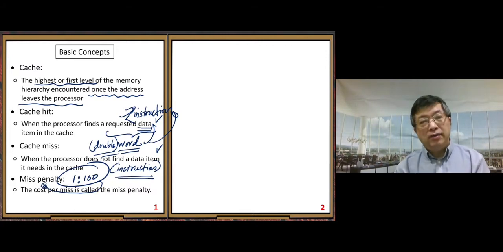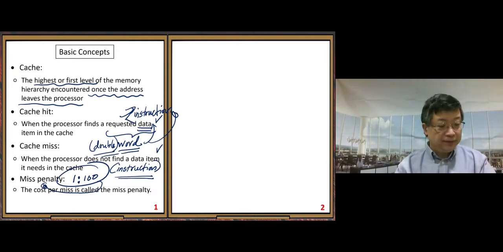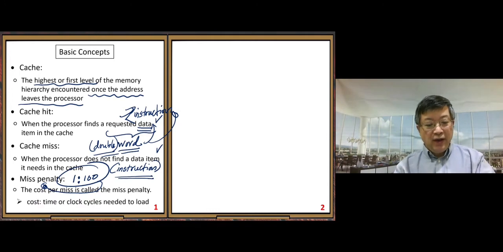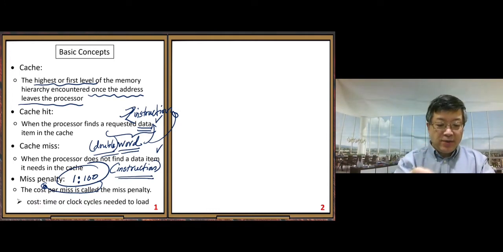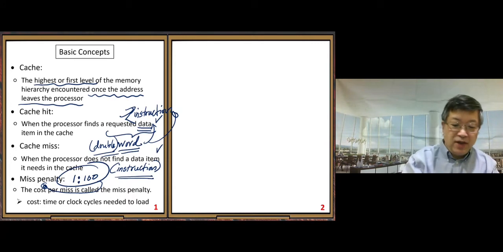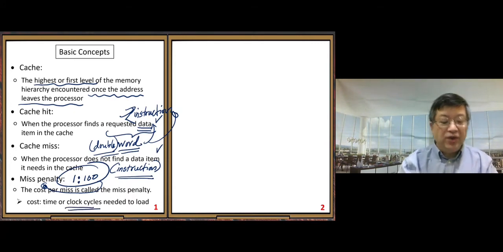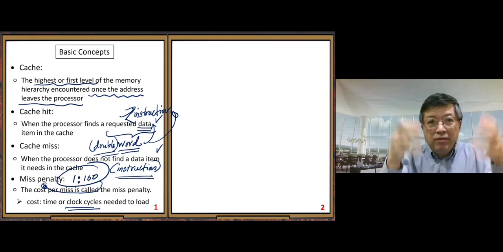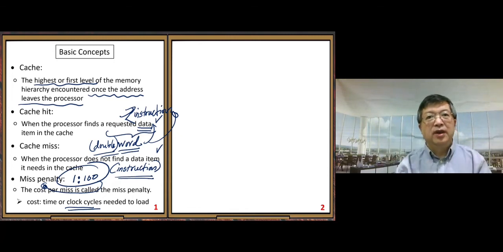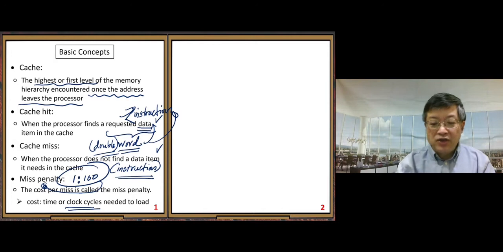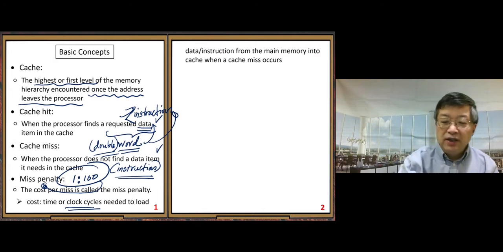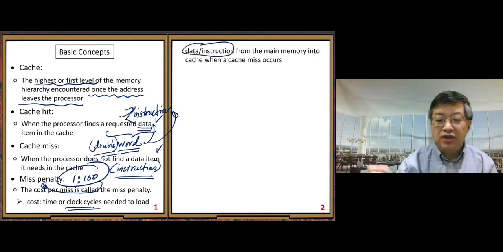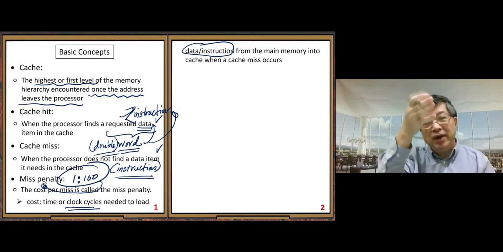We have to pay miss penalty. Here, cost. It explains about time of clock cycles. Usually it is more convenient to use clock cycles to describe the cost, the miss penalty, needed to load data or instruction. Here you can see data or instruction, two possibilities.